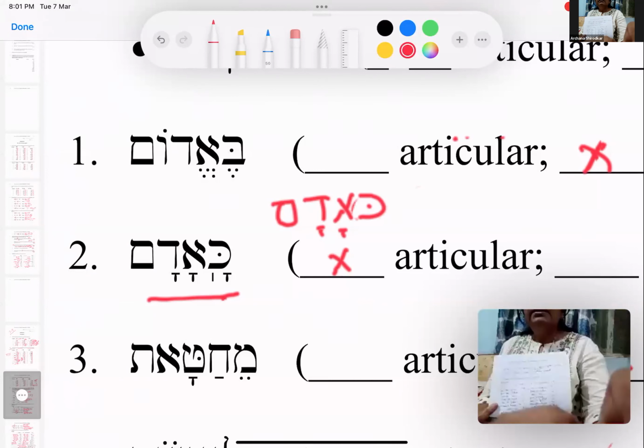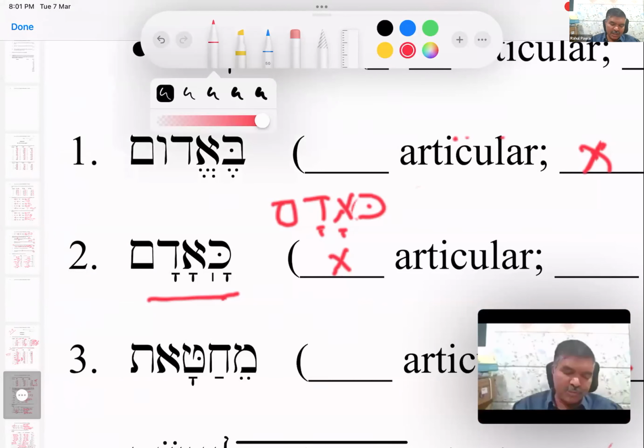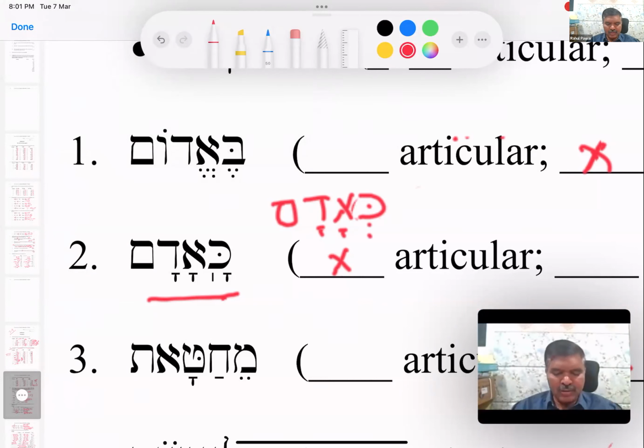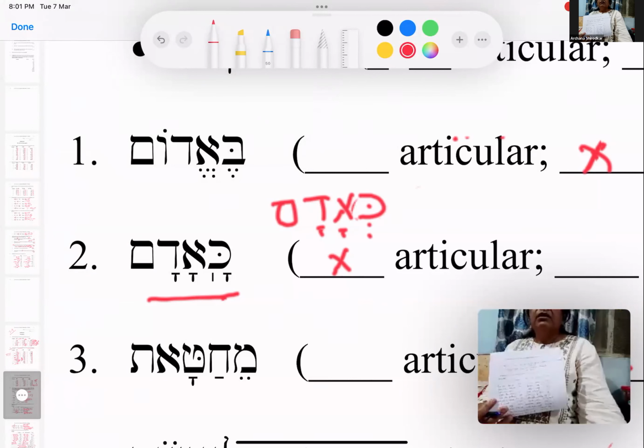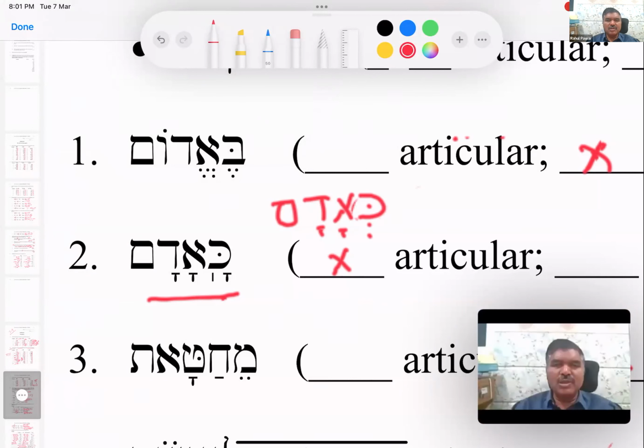Komets? Preposition, I'm saying preposition. Okay, it will take simple Sheva, na? Ke-Adam. Question only, you are confused with the question.